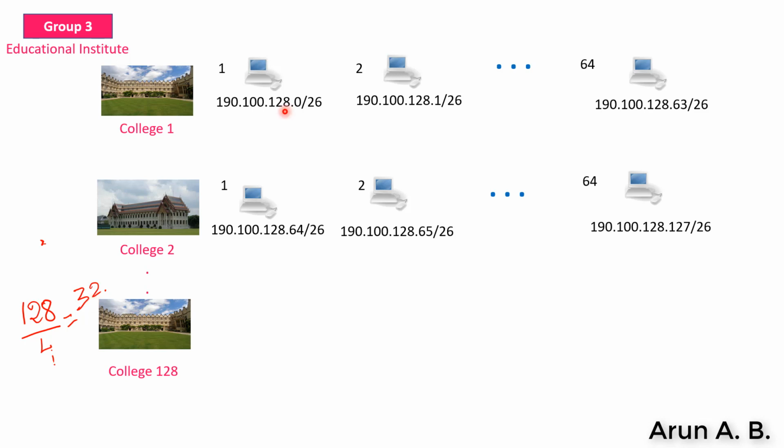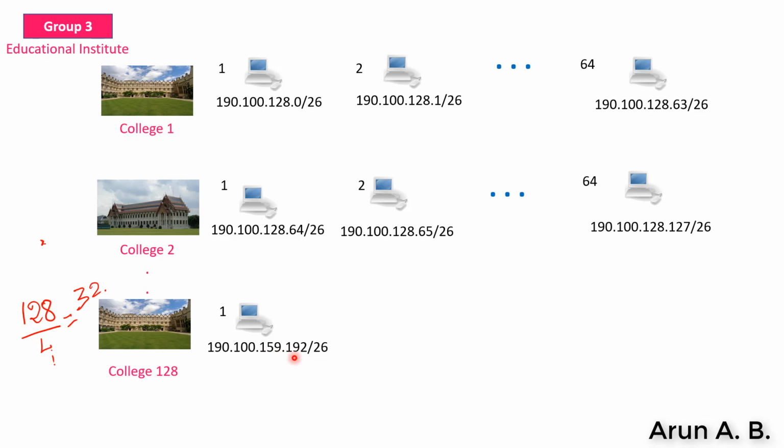Now, if I add 128 plus this 32, that will give me 160. So 128 plus 30 is 158, plus 2. Sorry, 160. So in 160, you know that every time we have to subtract 1. Therefore, the last college starts with the IP address 190.100.159. That is 160 minus 1.